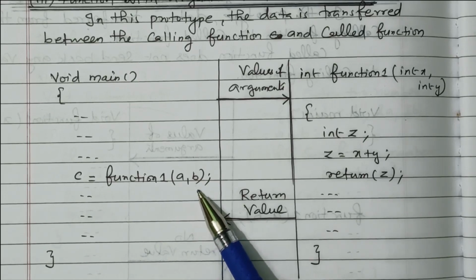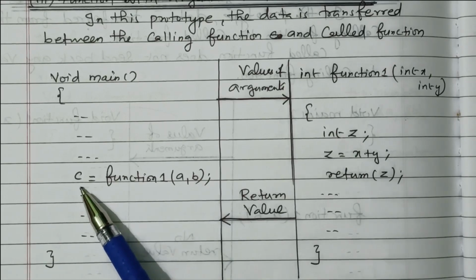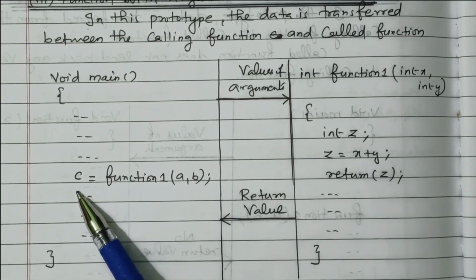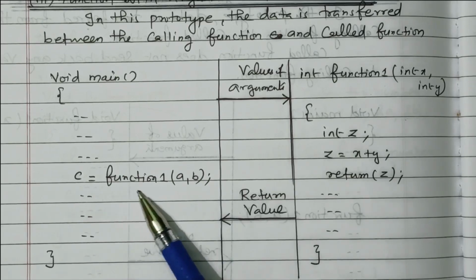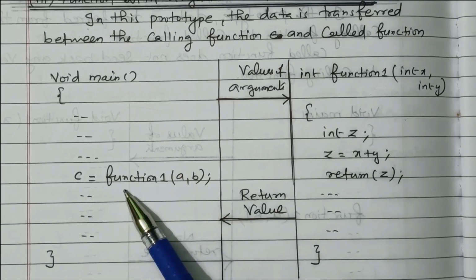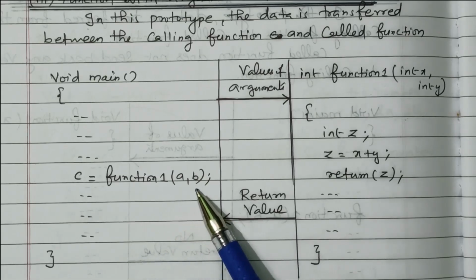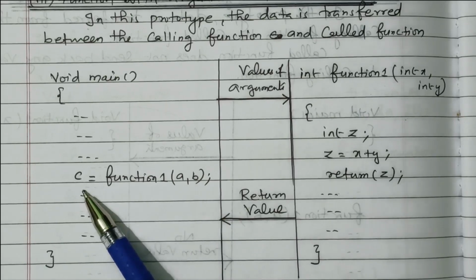We already discussed that it will return the value, and that value will be stored in the variable C. So C equal to function1(A, B) means we are calling function1 with arguments A, B. This function will return a value that will be stored in C.